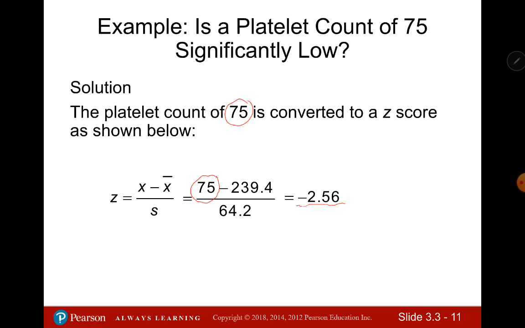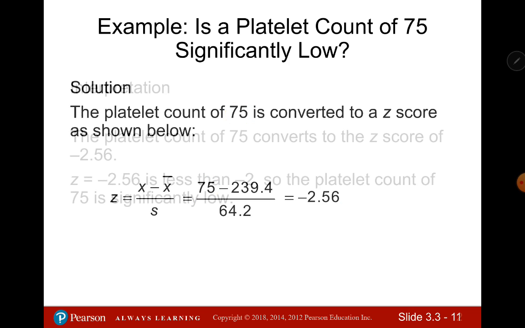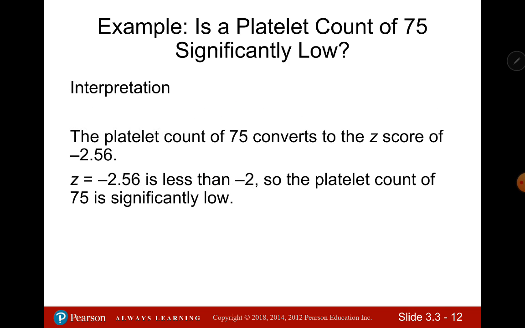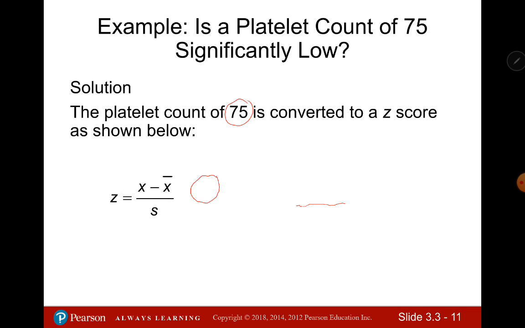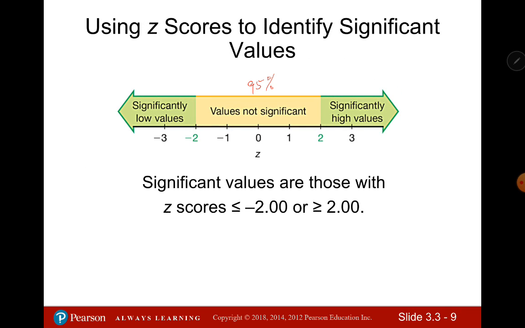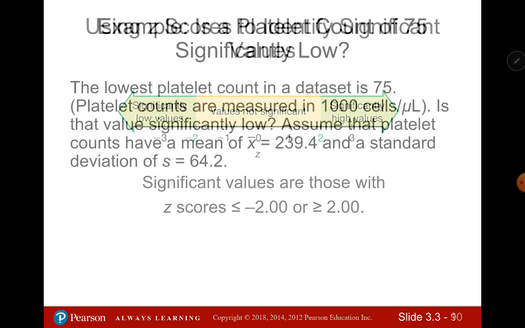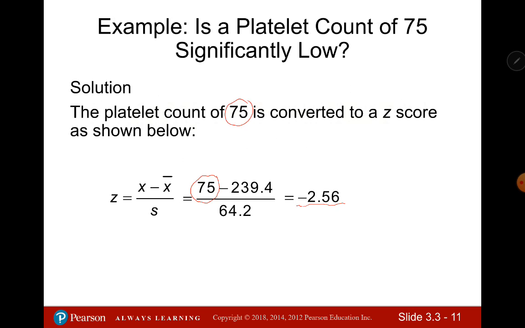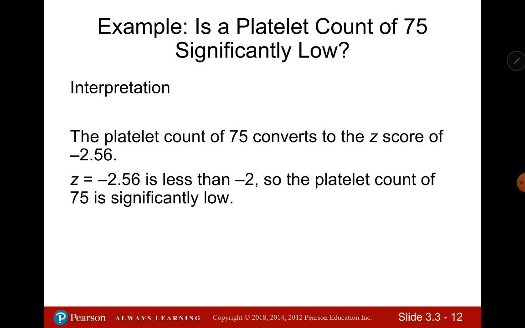Is a count of 75 significantly low? Remember the rule? We'll go back to check the graph. We can say it's significantly low if the z-score is equal to -2 or even smaller than -2. So for this question, we get the z-score -2.56. We know -2.56 is smaller than -2. Then we will say, yes, 75 is significantly low. Okay?